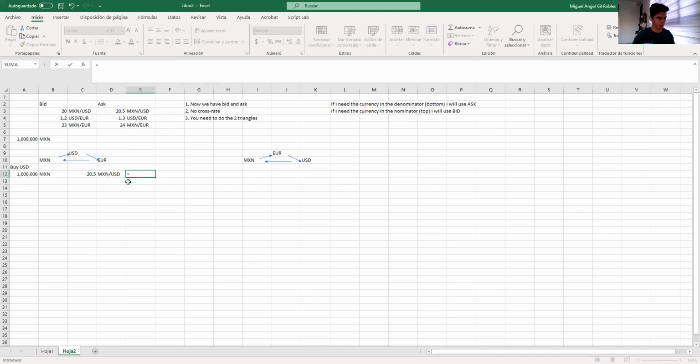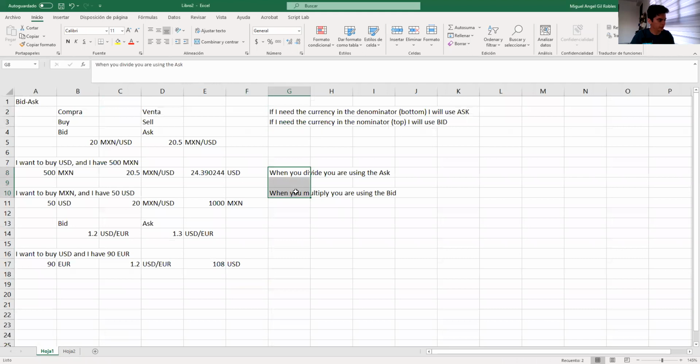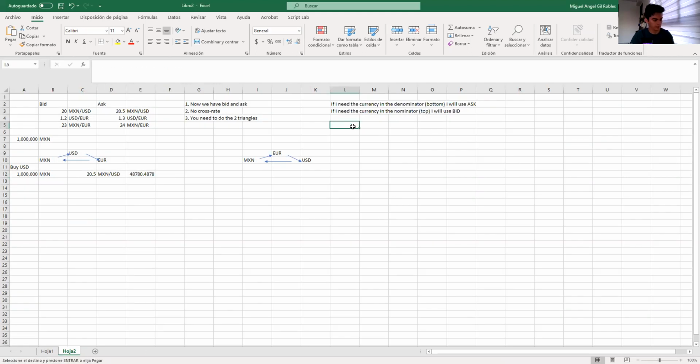Then divide or multiply? I have pesos on top and pesos on top. That means I need to divide. And I think we are also fulfilling the other criteria. When you divide, you are using ask. That's true, right? I'm dividing and I am using ask. So that's good.